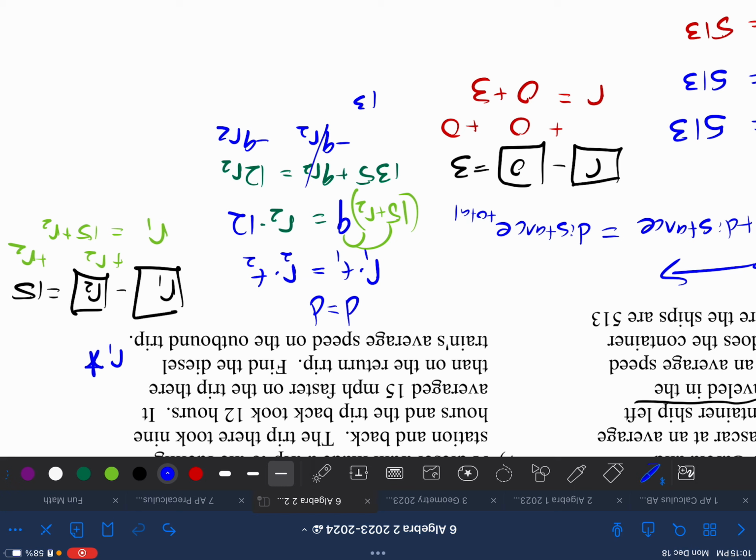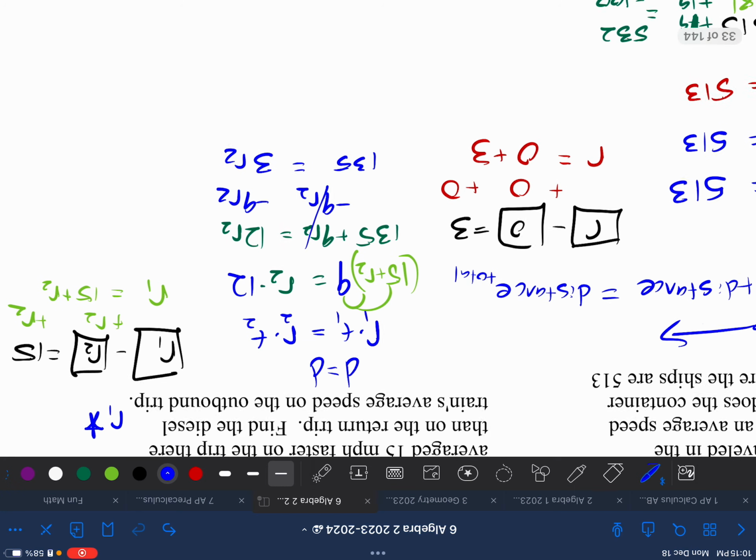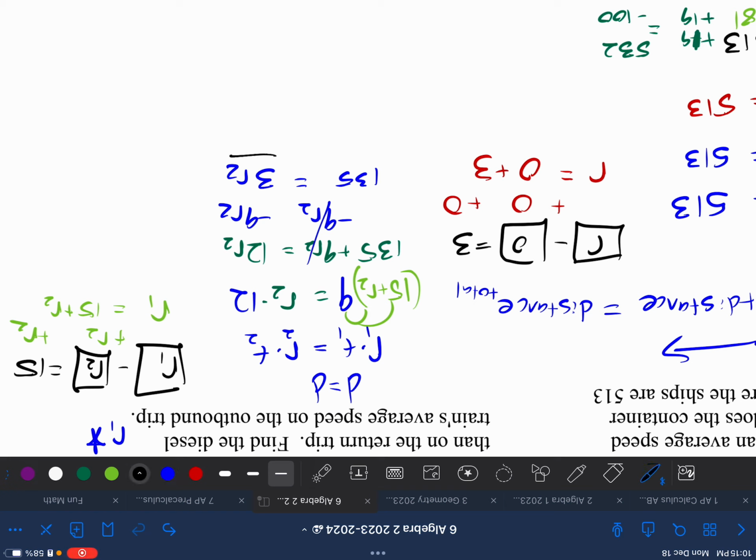It's going to be 135 is equal to 3 rate 2, and then from there I'm going to divide both sides by 3, and we'll get rate 2 is equal to, what's that going to be? Well, 120 divided by 3 is 40. It's 40 something. And then the remaining 15, because I did 120, so 135 minus 120 is 15. 15 divided by 3 is 5. So I think the answer is 45.